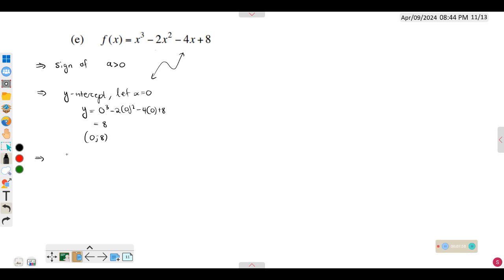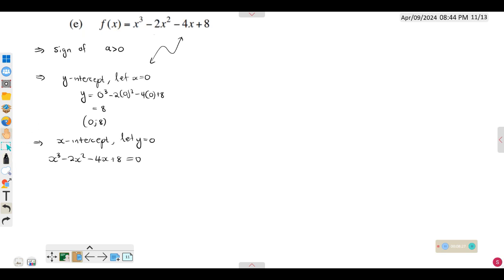And then now we are looking for the x-intercept. For the x-intercept, remember you let the other variable, which is y, equal to 0. When you let y equal to 0, you then have x cubed minus 2x squared minus 4x plus 8 equal to 0. Now it's very tricky to deal with this. You should substitute values of x such that they will make the right hand side equal to 0.